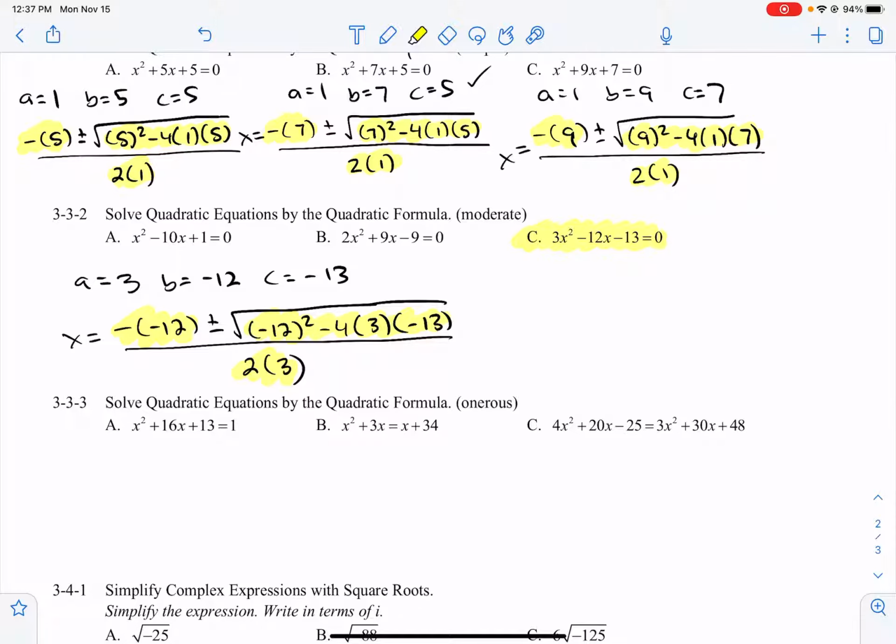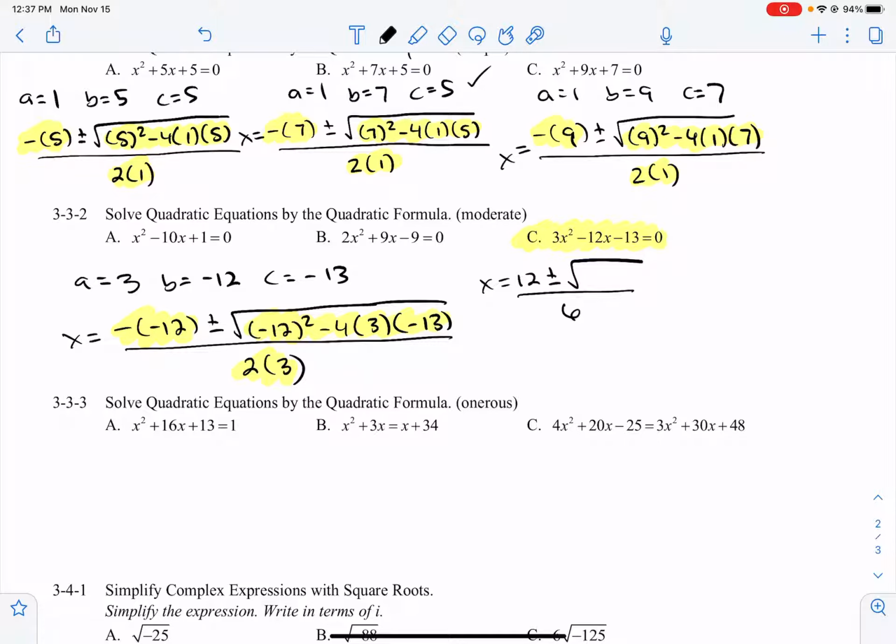Now, I don't expect you to be able to do that in your head, right? I mean, the negative 12, most of you can say, hey, x equals positive 12. Most of you can do that part. Most of you can even do 2 times 3 and get 6. But if you can't do negative 12 squared minus 4 times 3 times negative 13 in your head, then don't do it in your head. There's no reason to. Yeah, we don't need to do that in our head.